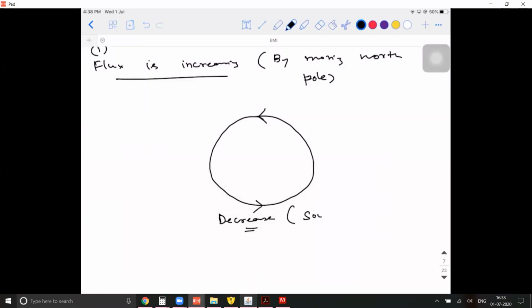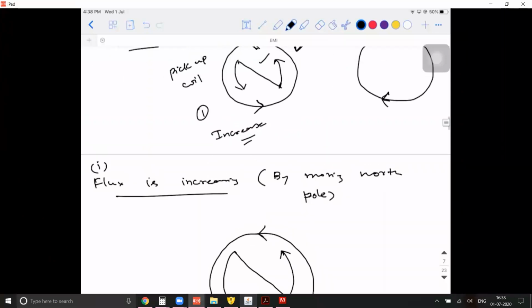Decreasing in this activity, what did I do? The South Pole is moved away. So when I move the South Pole away from it, it starts behaving like which pole? North Pole. Here also, it is trying to oppose the cause. What was the cause here? In the first case, the cause was increase in flux. If something is increasing, to oppose it, it should try to decrease. It can decrease only by repulsion. That is why a similar pole got generated.